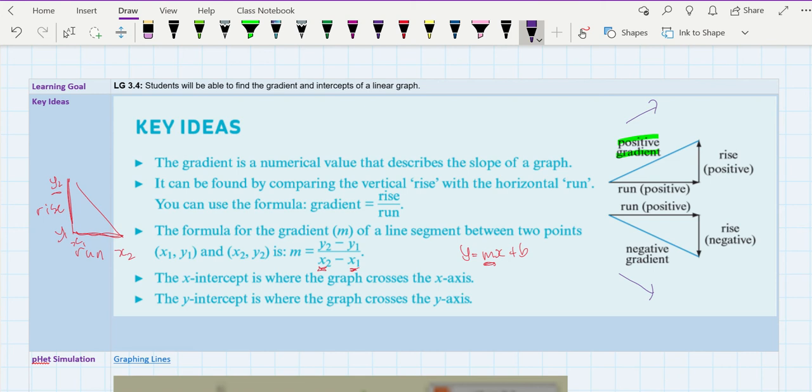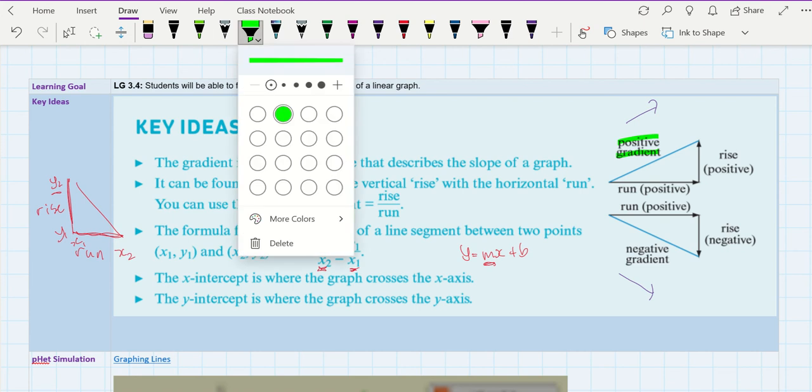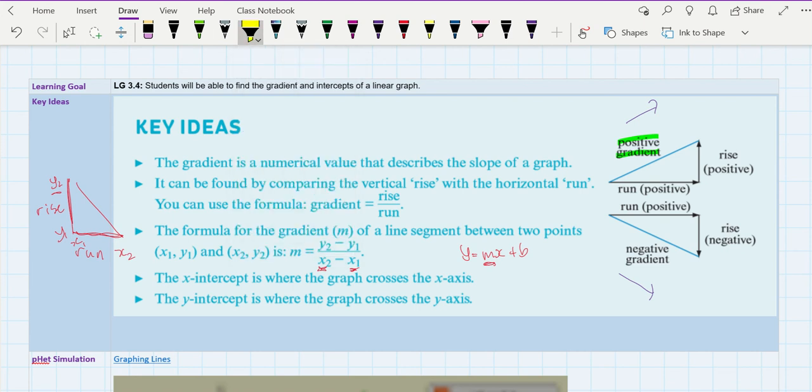Now we can find the gradient by comparing the vertical rise with the horizontal run. So if I am having a look now at my different run values, you can see my runs go across. So they are the x values. So if I'm looking here, this has got to be my first x value, this has got to be my second x value. Same way here, it's first x value, second x value. Now it's going to be found by comparing the vertical rise with the horizontal run.